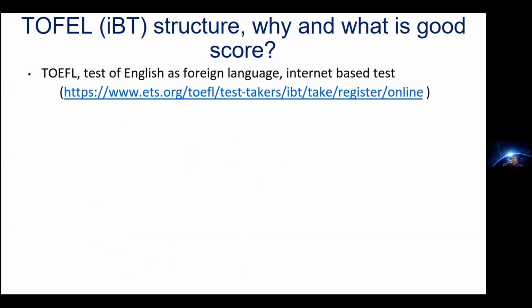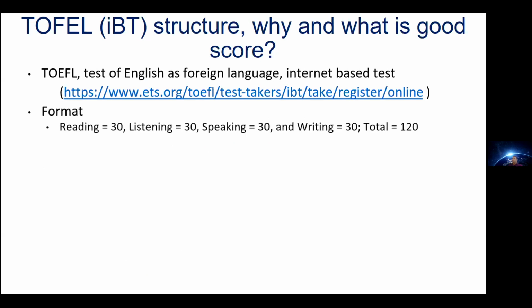So how can we register for this test? Just go to this link. This will take you to the ETS website. You can select your place, time, and schedule yourself for the online test. And what is the format? Keep in mind, they changed the format in 2019. After that, there are a few differences in the format, so I will highlight those later. In the reading section there are 30 points, the same for listening, speaking, and writing. In total, there are 120 points.